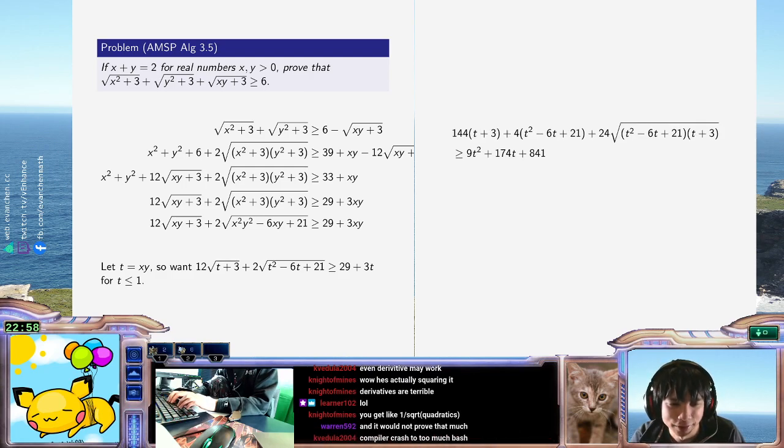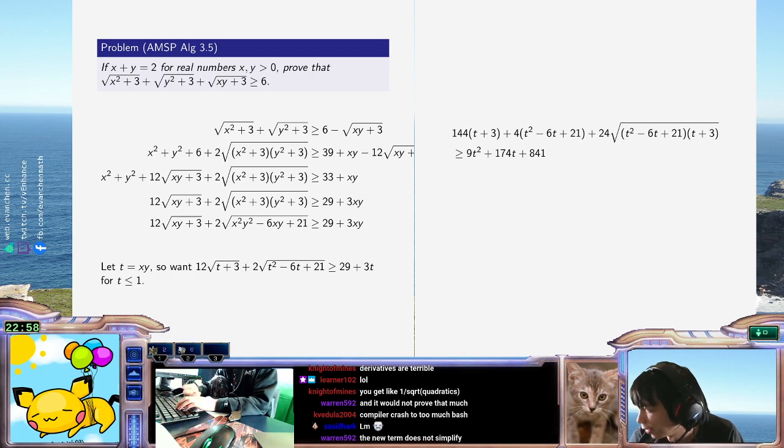Yeah, I'm actually squaring it because I can't figure it out. I tried some nice things and they all didn't work. So what am I supposed to do? Okay, so let's collect the terms. On the left hand side, we have 24 times the square root of.